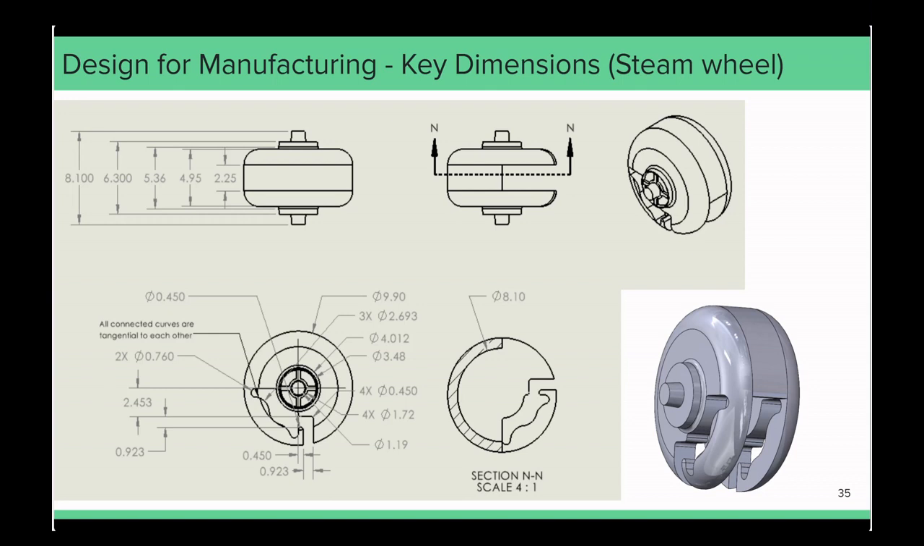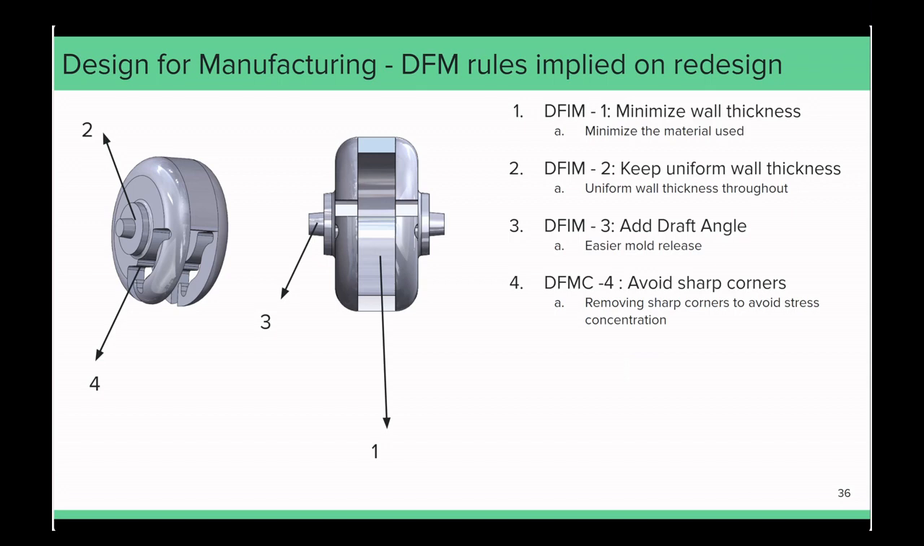Key dimensions for the redesigned steam wheel are shown here. We minimized the wall thickness and therefore removed material. We made the wall thickness uniform throughout and added a 5-degree draft angle for easier mold release. We also blended all sharp corners.